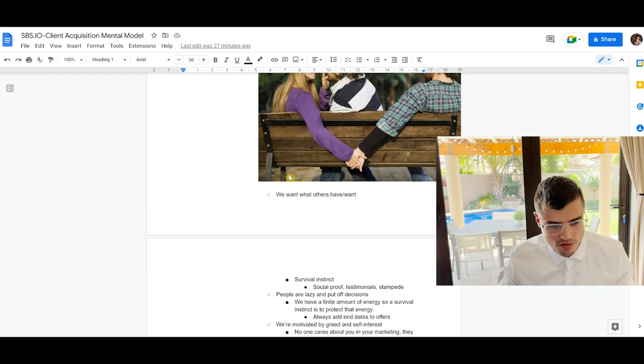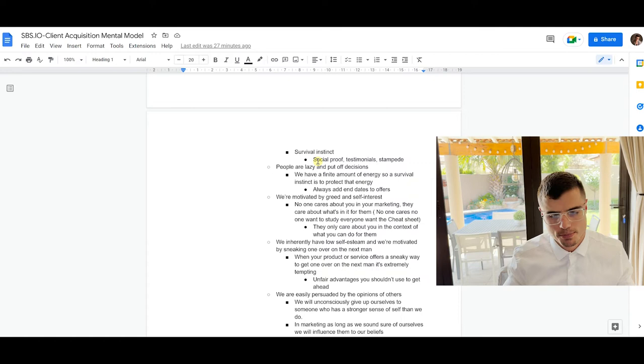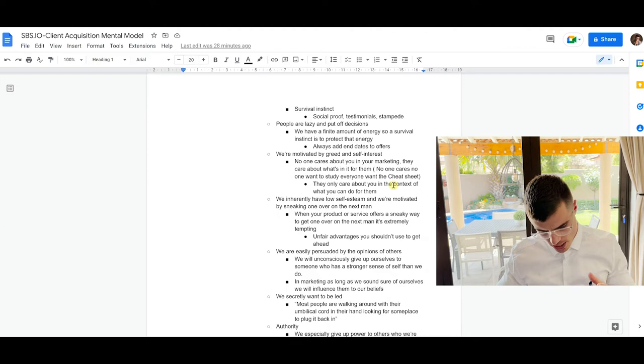And the initial survival instinct we have, because everyone falls into this trap, because 90% of people use social media, and you want to be the producer, not the consumer. With the survival instinct, we have social proof and testimonials, which can form a stampede. People are lazy and they put off decisions. We have a finite amount of energy, so the survival instinct is to protect that energy and figure out ways to optimize. I recently heard someone say, and I can't remember who, that people don't want to study for the test, they want the cheat sheet. They want the answers.